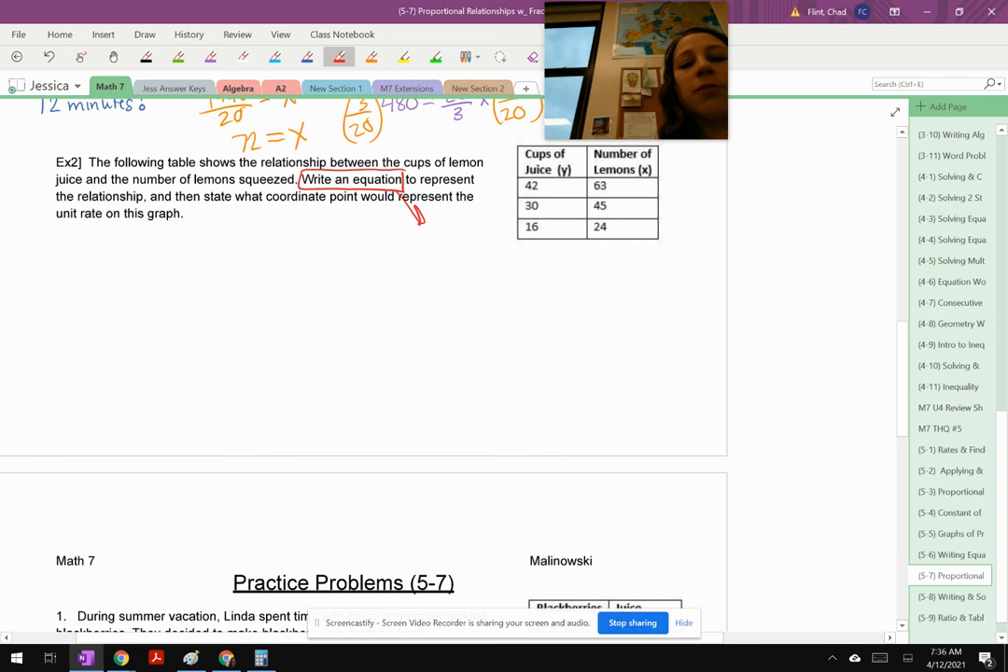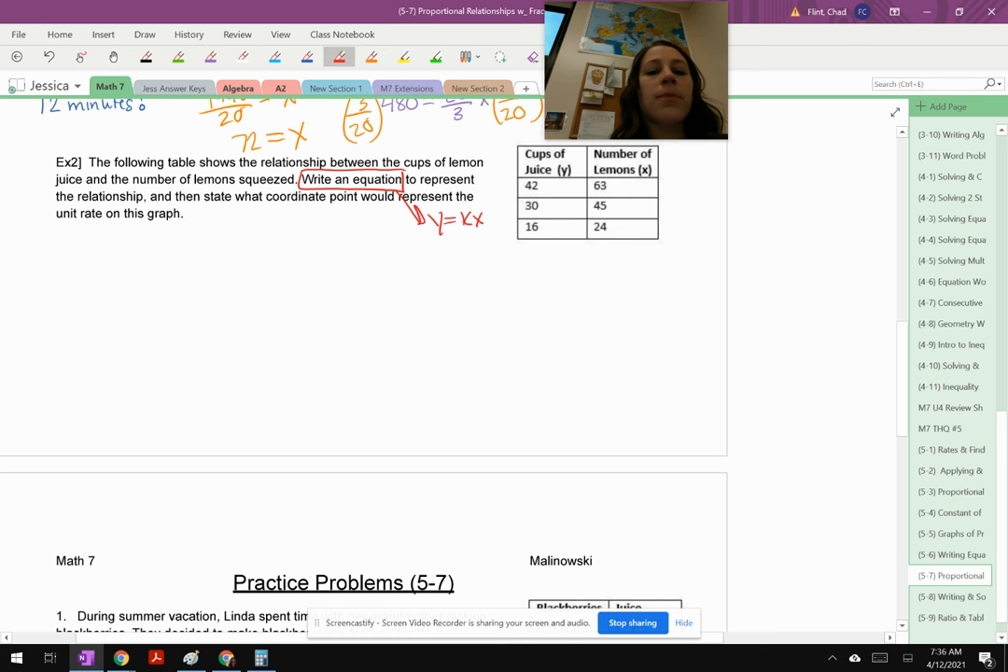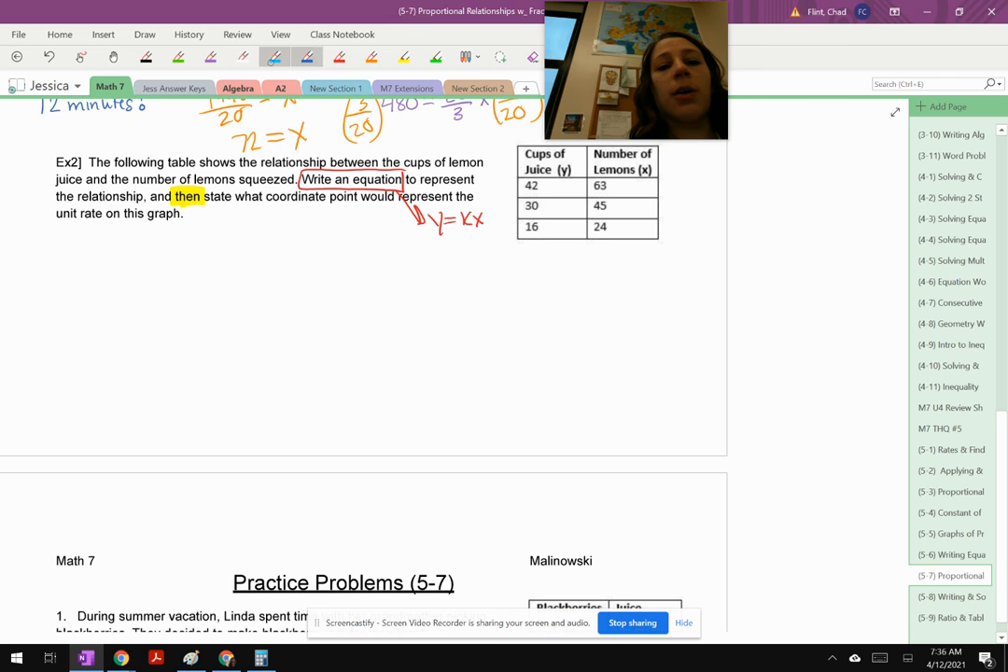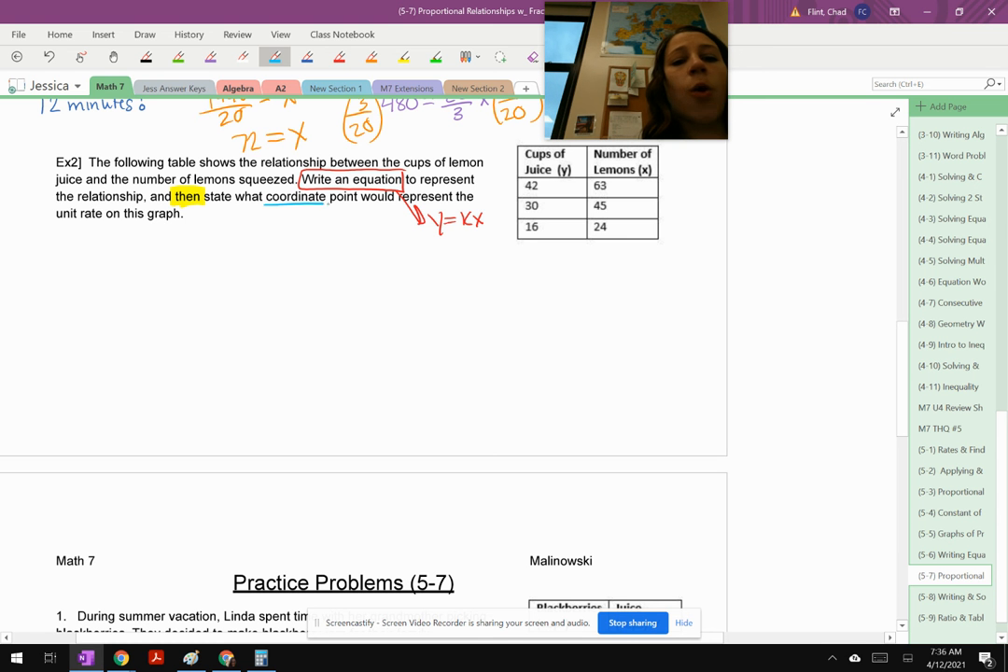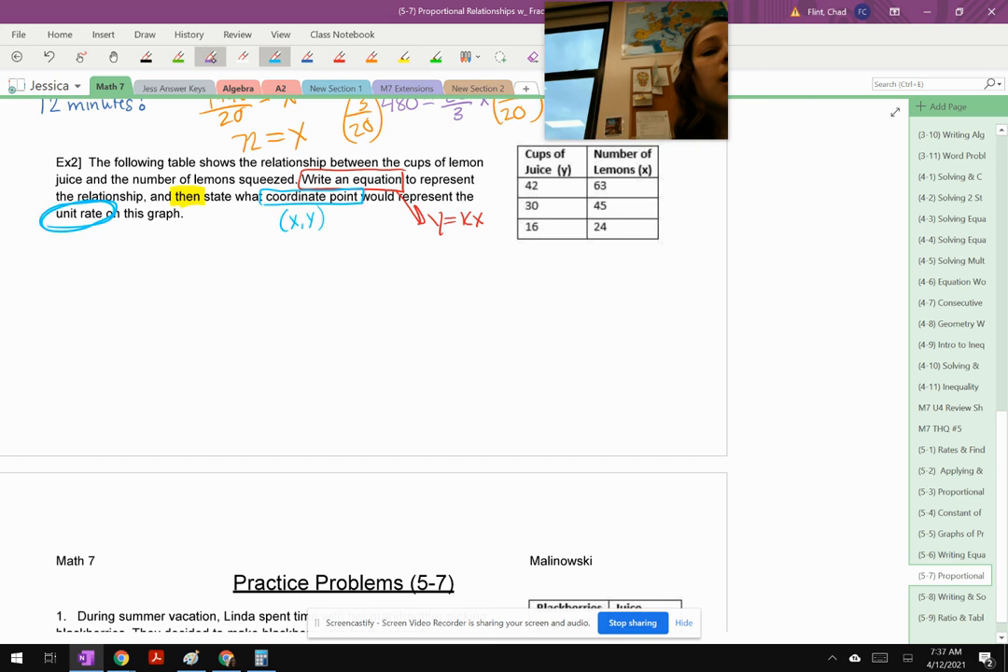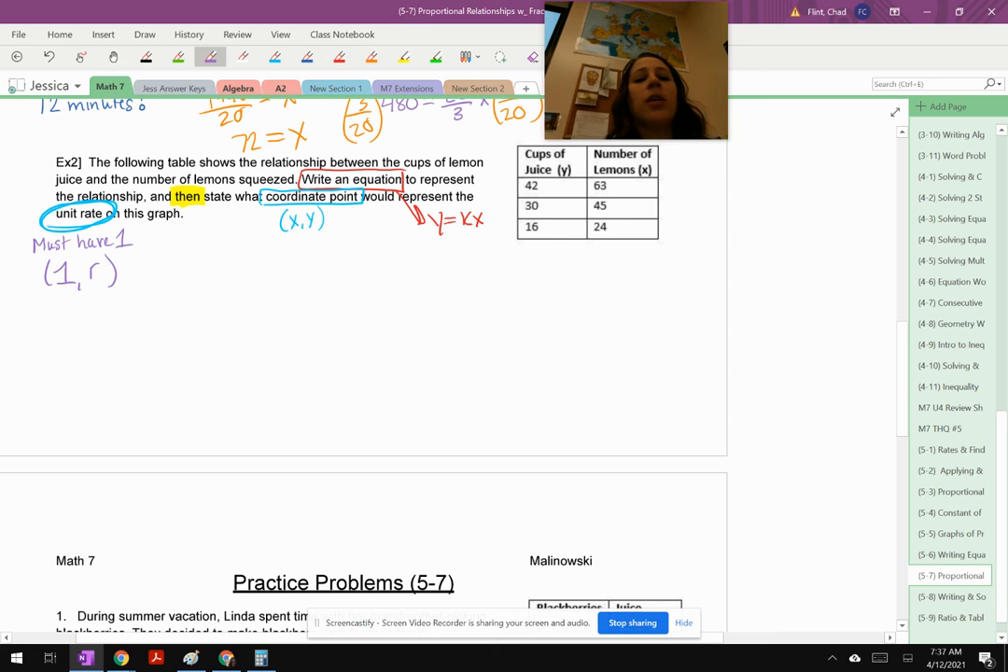I know that's going to be of the form y equals kx. That's what's immediately jumping into my brain. And then, there's a then. We always hate when there's a then. State what coordinate point, an x comma y, would represent the unit rate. Remember that a unit rate must have 1 in it. It's 1 comma r for the unit rate.